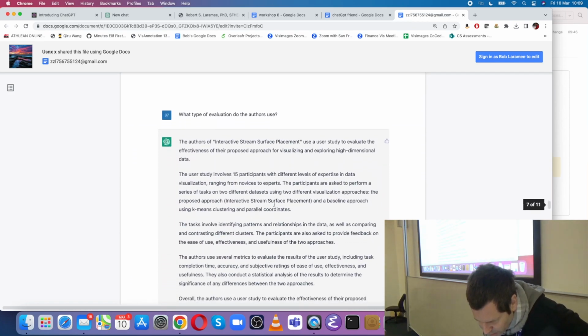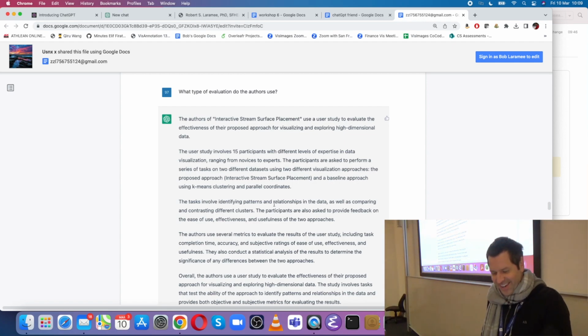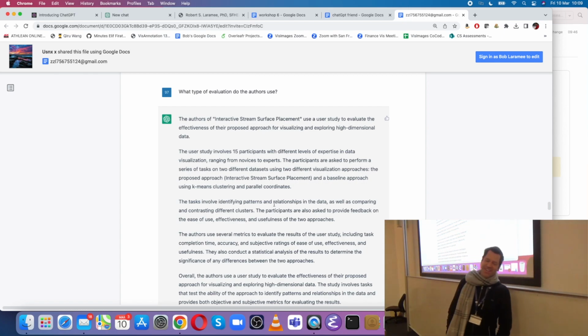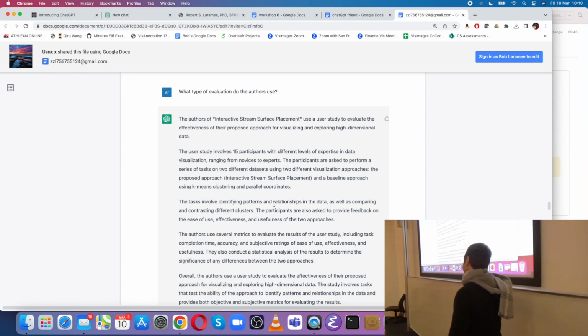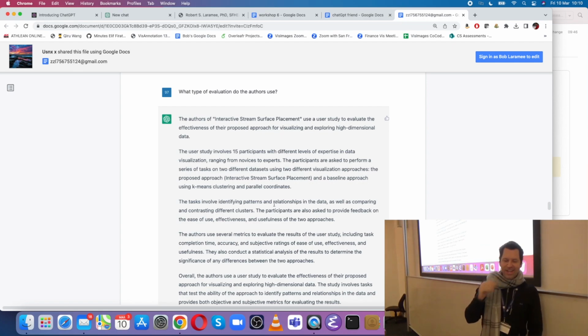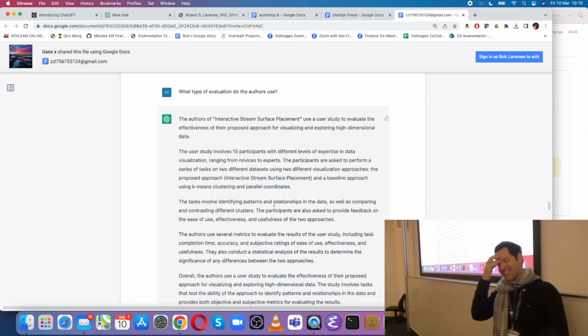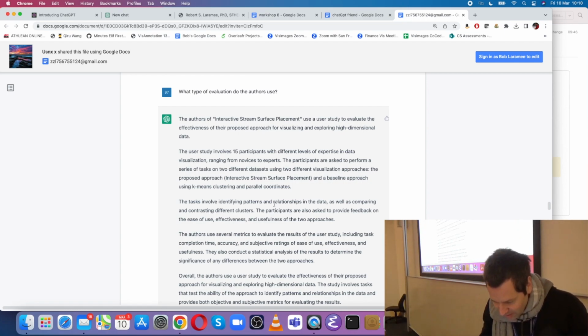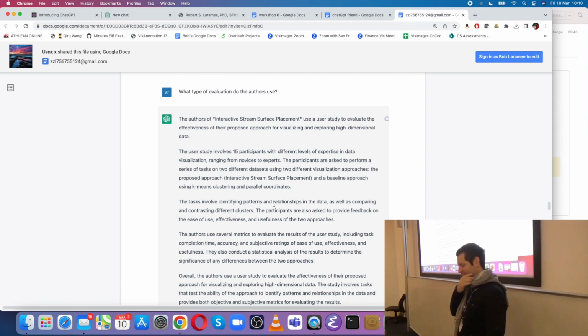What type of evaluation is used? Okay, the user study. It's so funny. There's no user study in this paper, so it's not correct. Again, I think the big problem is that it's telling you there's a user study with 100% certainty. Like there is a user study here. There's no user study. It would be nice if it just said there might be a user study or something like that. In this case, it's a case study evaluation. Yeah.